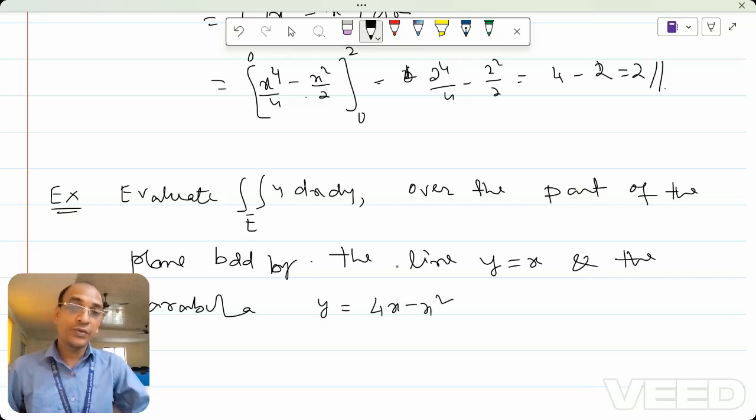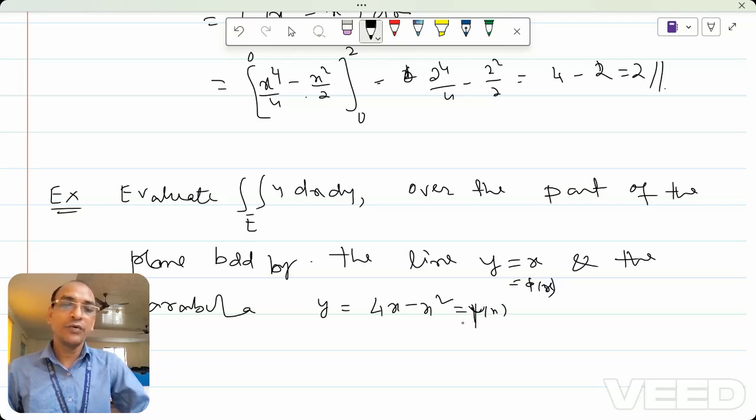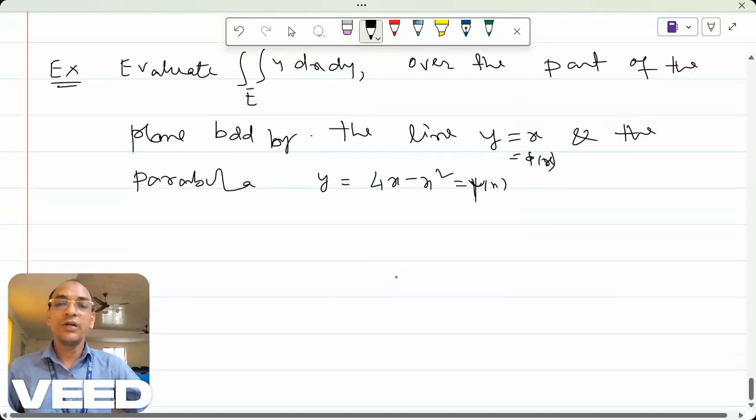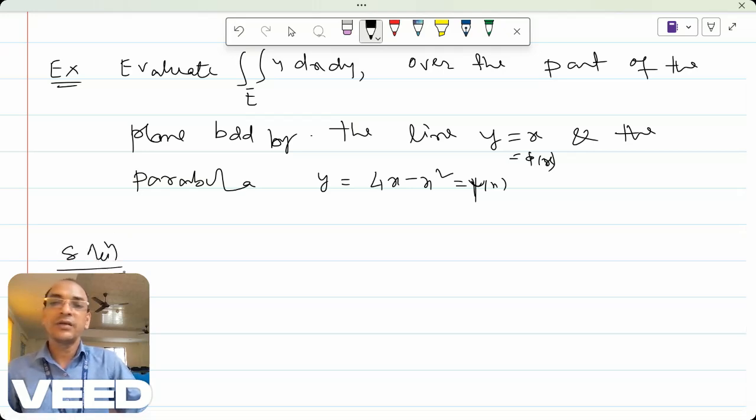So here itself we know that y has limits x and 4x minus x square. So y is a function of x. So I can say this is my phi x and this is my psi x. So here I have to keep y as inner integral and x as outer integral. But the y limit we know it. But what is the limit of x? We will try to find out from the graph. So now let me sketch the graph here first.